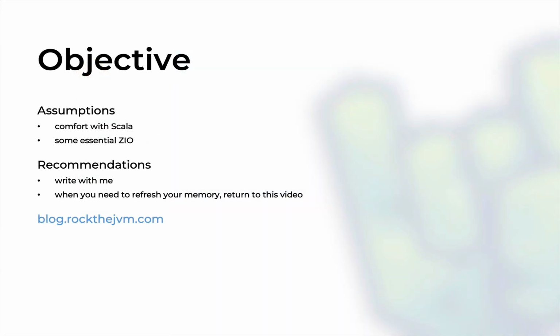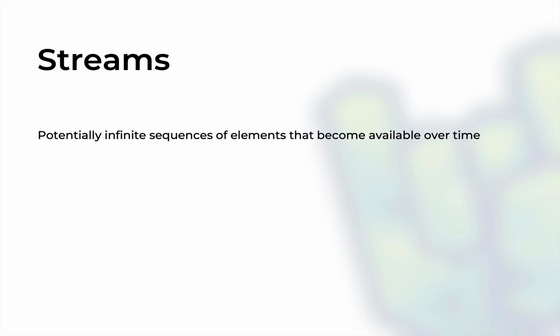Alright, now we need a good definition of what streams are because we have a good intuition of what they are, but we don't have it formally stated. So for the purpose of this video, a stream is a potentially infinite sequence of elements that will become available over time, maybe from different systems.